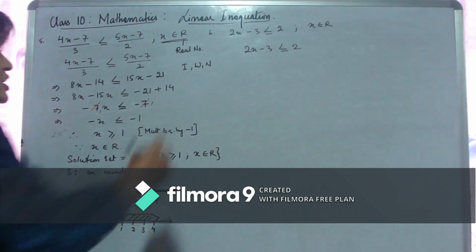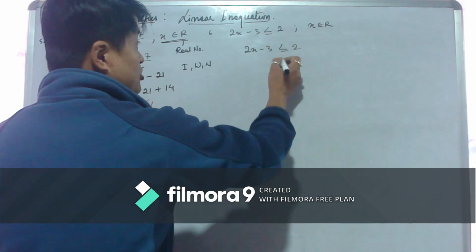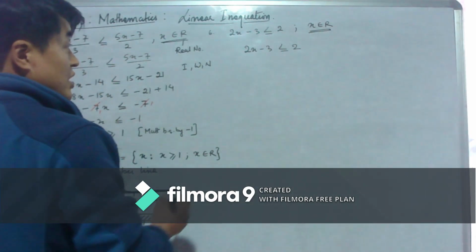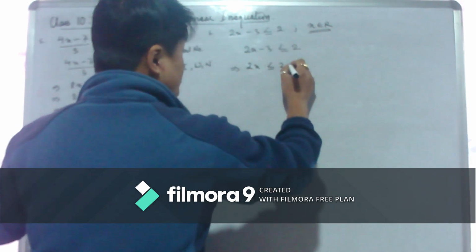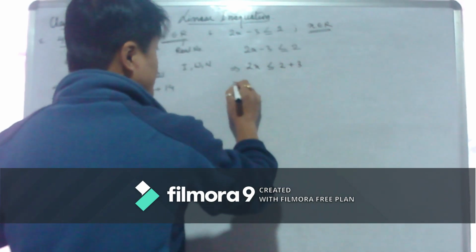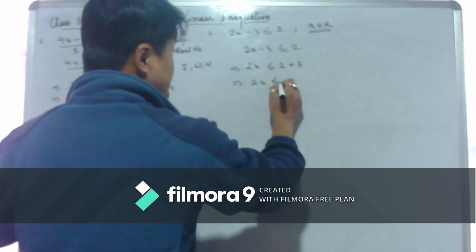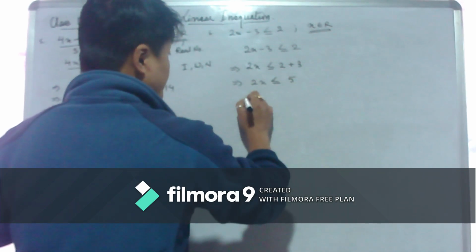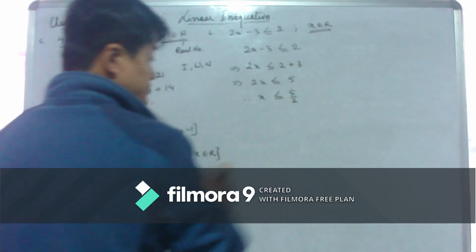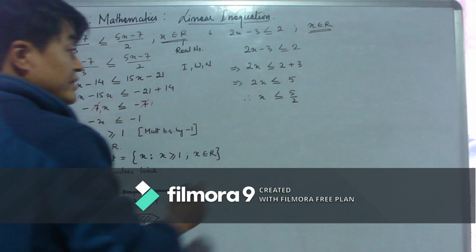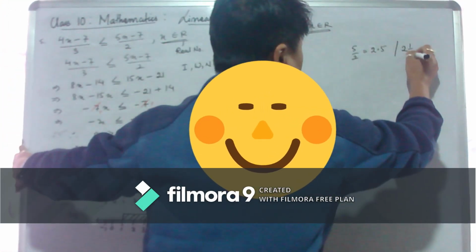Similarly we solve the other one here, 2x minus 3 is less than or equal to 2. Here also x belongs to R. 2x is less than or equal to 2, minus becomes plus 3. This will give you 2x is less than or equal to 5. Therefore x is less than or equal to 5 by 2. Or 5 by 2 can be written as 2.5, 2 and a half also.